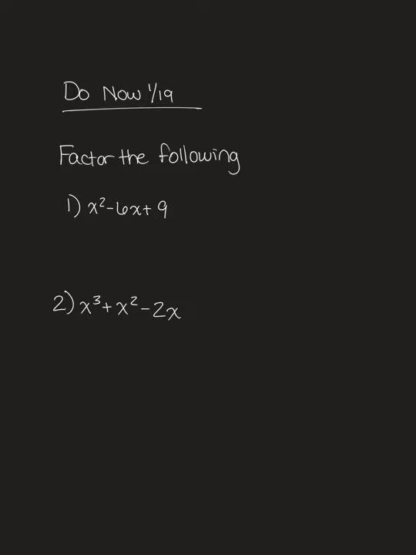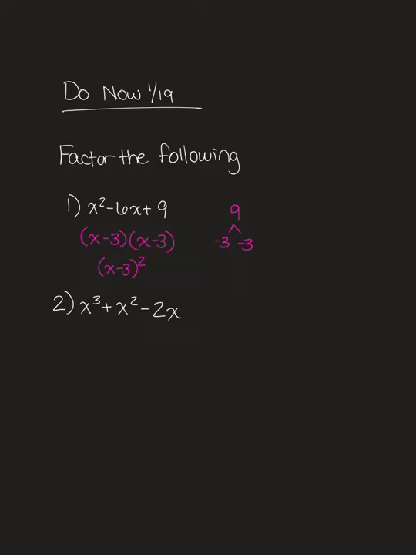Alright, so in the do now for today, we need to factor the following. Let's look at the first one. It's x squared minus 6x plus 9. So we need to find two numbers that will multiply to 9 but add to negative 6. Those numbers are negative 3 and negative 3. So the factored form is x minus 3 times x minus 3. You can also write it as x minus 3 squared.